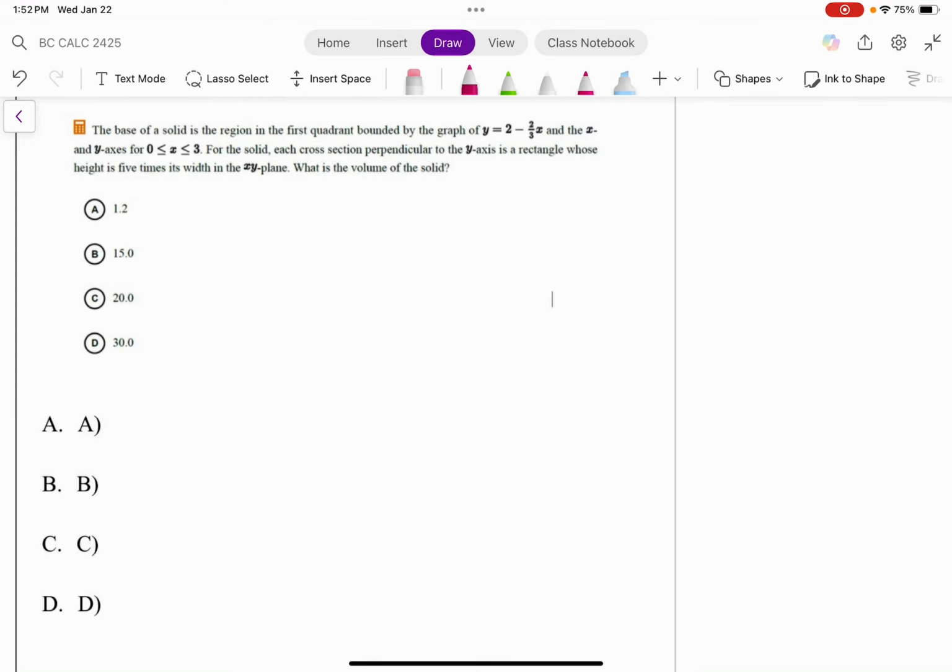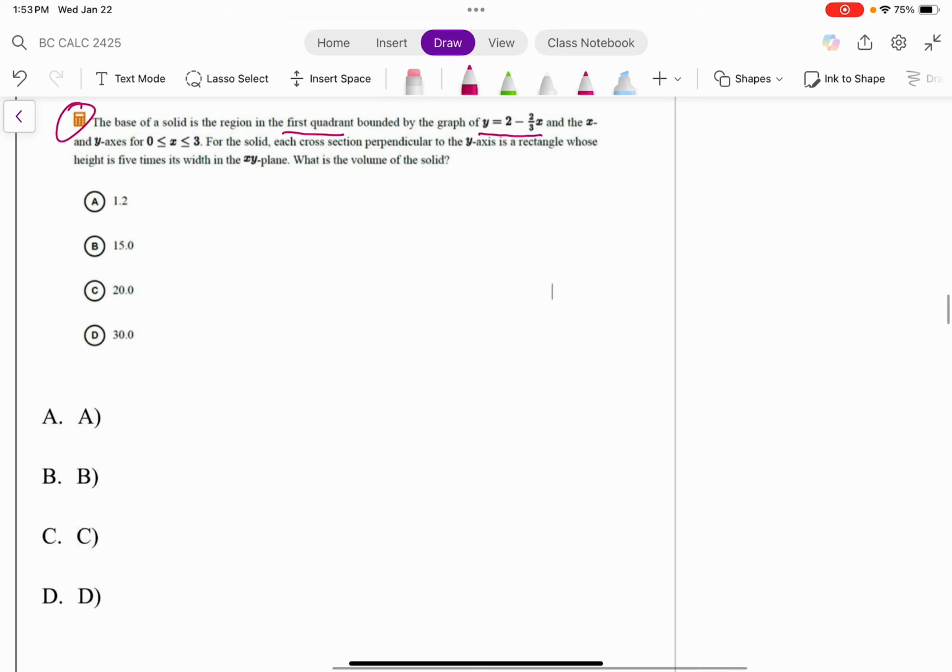Okay, this problem says, it's a calculator problem, we note. The base of a solid is the region in the first quadrant bounded by the graph y equals 2 minus 2/3 x and the x and y axes as x goes from 0 to 3. From there, we can actually just stop there.